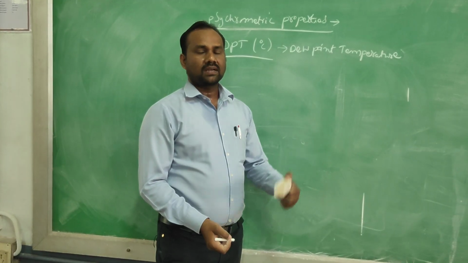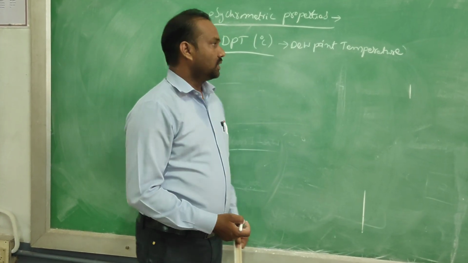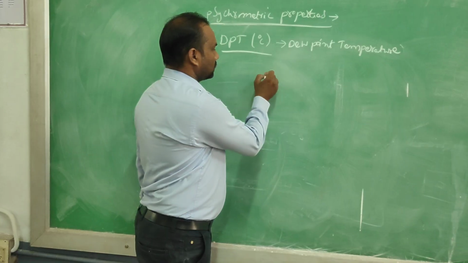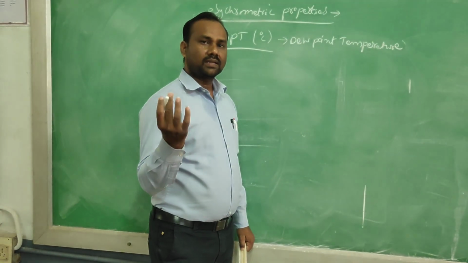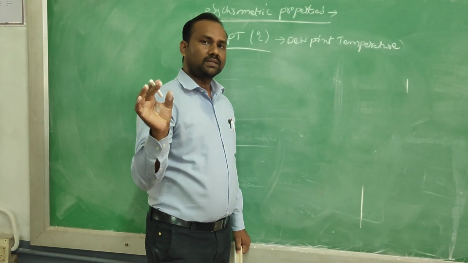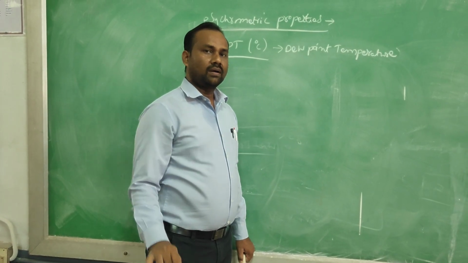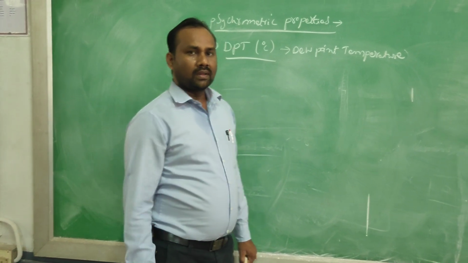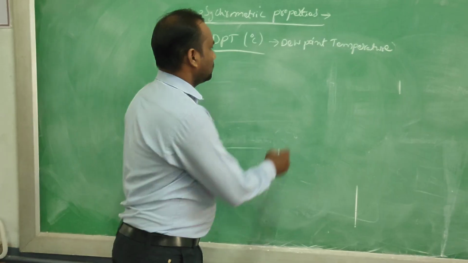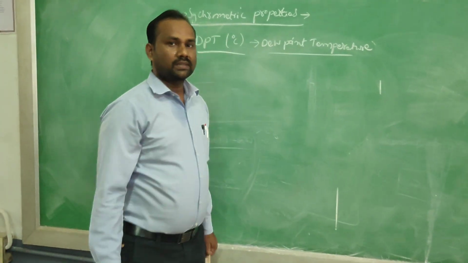So whenever the air starts condensing, it has reached the dew point temperature. Atmospheric air contains water vapor. Whenever the temperature of atmospheric air drops, at a particular temperature the water vapor is converted to liquid. That respective temperature is called the dew point temperature.